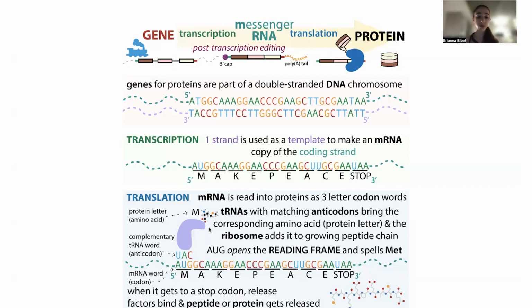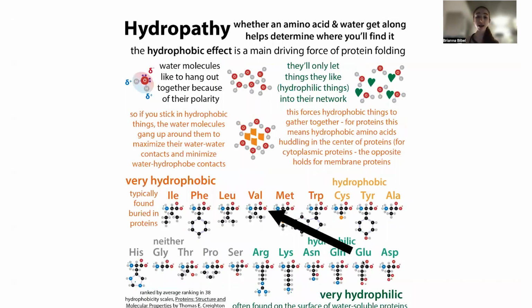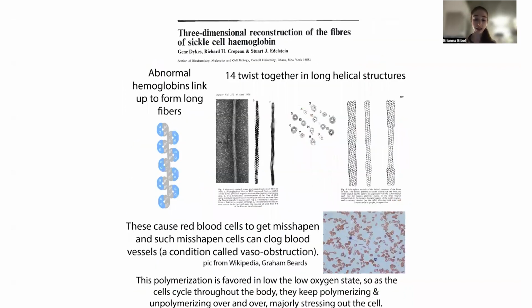So different codons are going to spell different amino acids, and in the case of valine, it's spelled by anything that starts with GU. With glutamate, you see that it's GAG and GAA. And in the case of this mutation in the beta globin subunit of hemoglobin for sickle cell anemia, you go from a GAG, a glutamate, to a GUG, a valine, and therefore you're going from this very hydrophilic amino acid to this very hydrophobic amino acid, and then we get the problems.